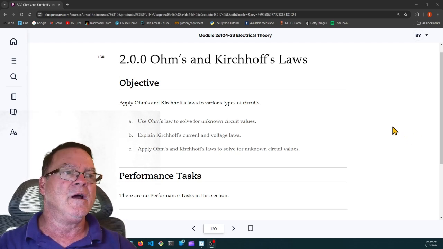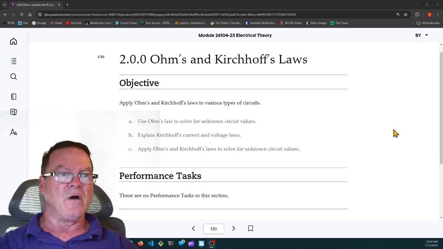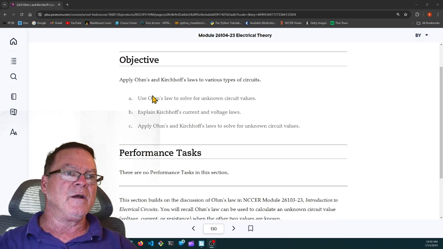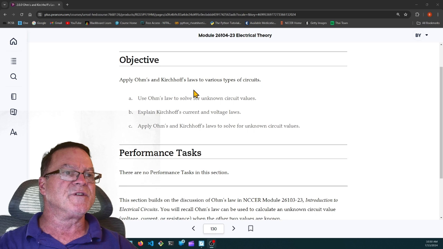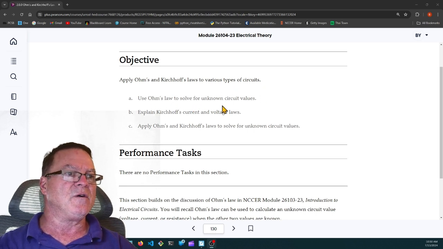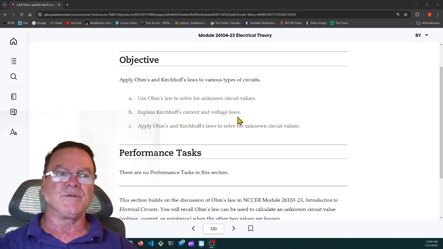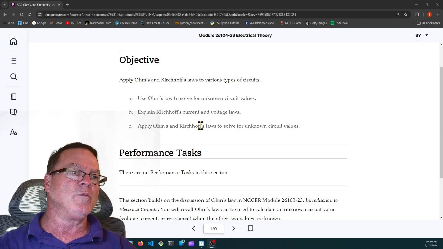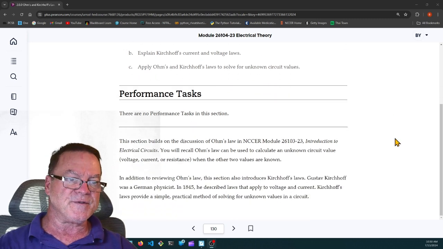2.0.0 Ohm's and Kirchhoff's laws. You'll learn to apply Ohm's and Kirchhoff's laws to various types of circuits, use Ohm's law to solve for unknown circuit values, explain Kirchhoff's current and voltage laws, and apply Ohm's and Kirchhoff's laws to solve for unknown circuit values.